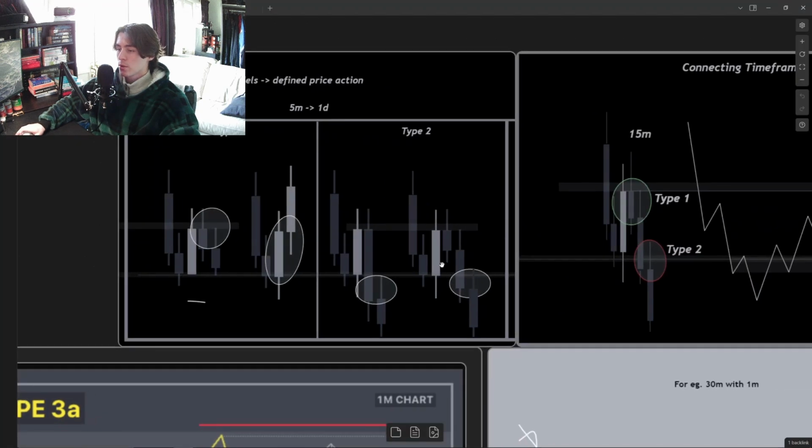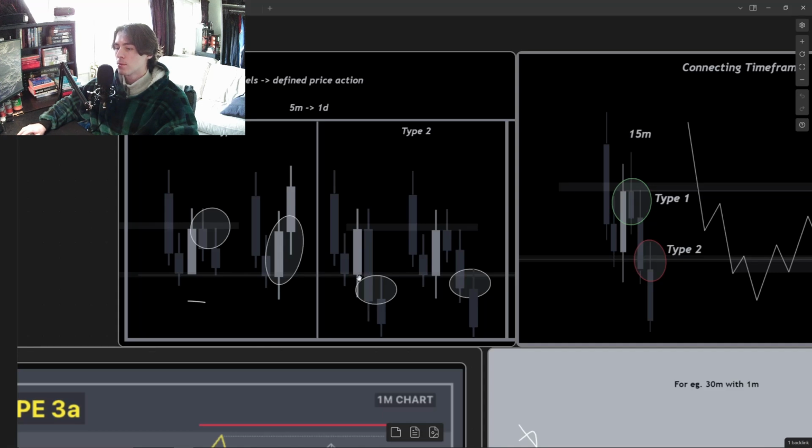If we go to a type 2, it's exactly the same as a type 1, but you're closing beyond structure, beyond a level. You're going from a bullish to a bearish, or a bearish to a bullish candle close, but you're closing beyond a level.